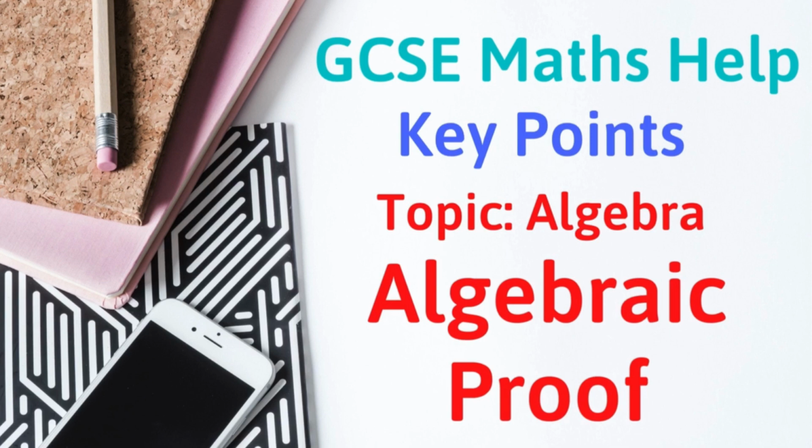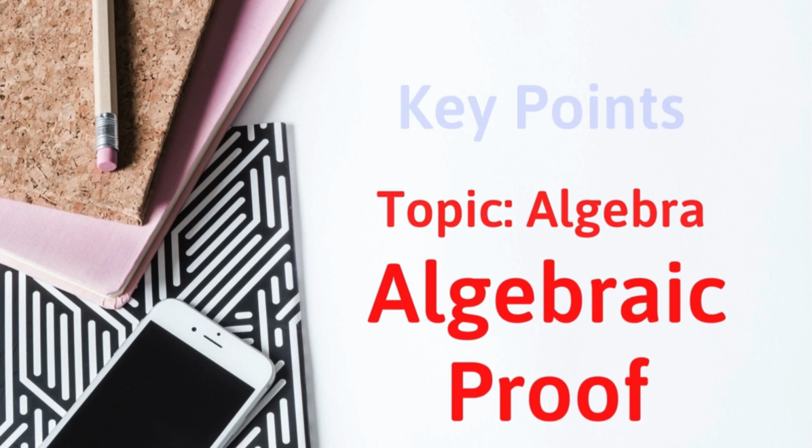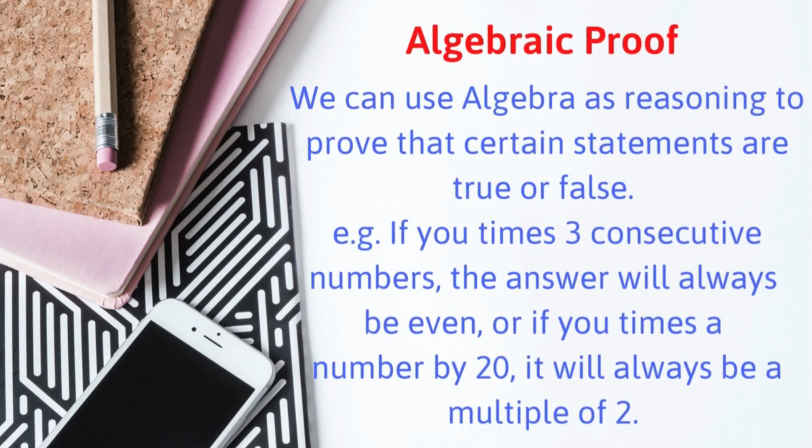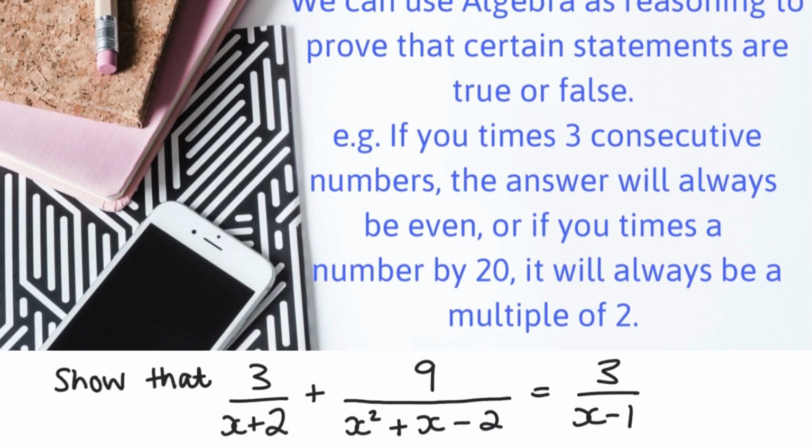Today we're going to be looking at algebraic proof and the key points you need to know for your exam. Let's get started. We can use algebra as reasoning to prove that certain statements are true or false. For example, if you times three consecutive numbers together, the answer will always be even. Or if you times a number by 20, it'll always be a multiple of 2. It's a little bit like working out a hypothetical situation, but with algebra in it.